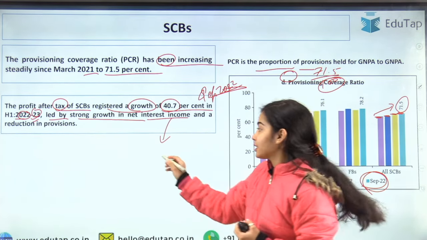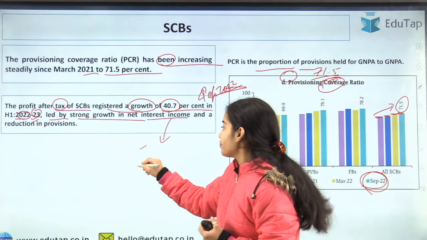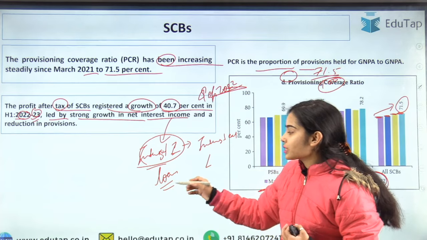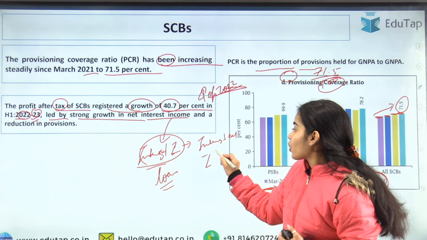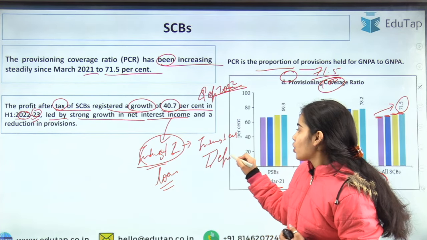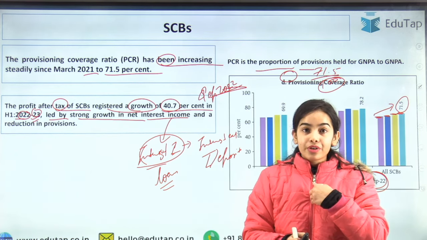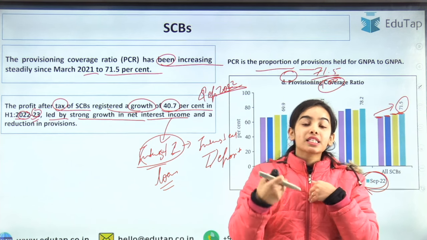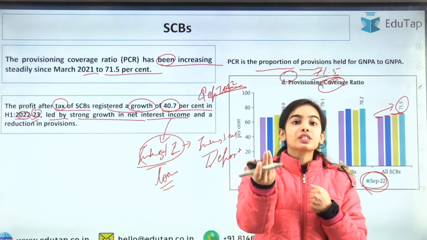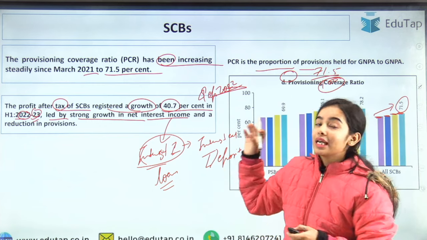That is the interest income minus the interest expense. So how much interest they are getting on the loans that they are giving, minus the interest that they have to give, that is interest on the deposits. So the net interest income is how much they are getting from the interest on the loans minus how much they have to give as interest on the deposits. So net interest income is also very good.